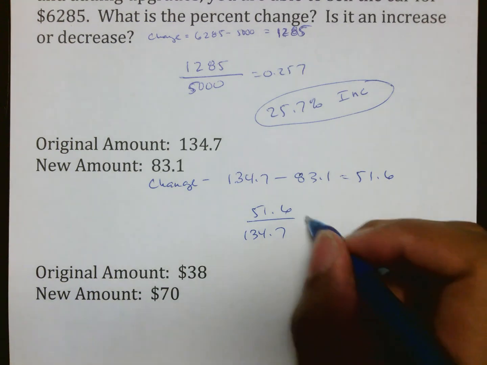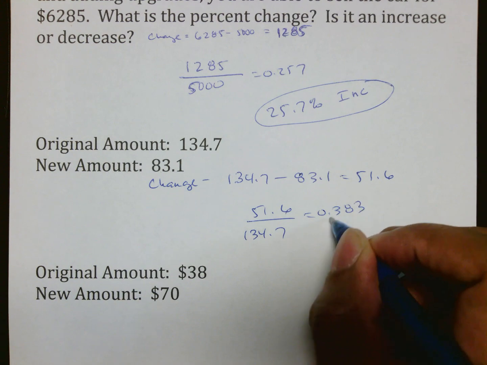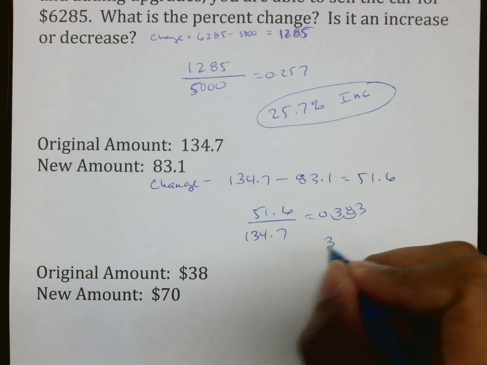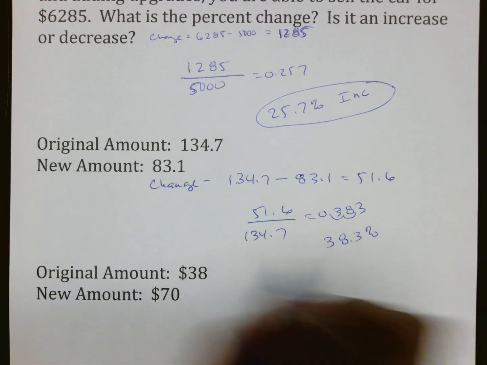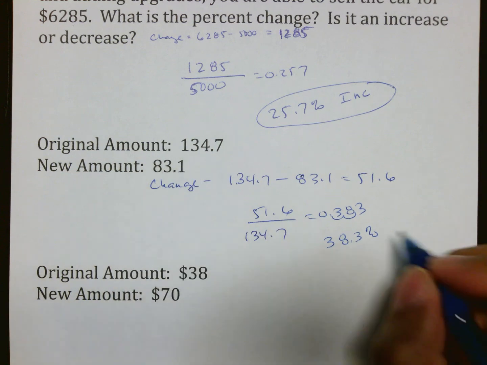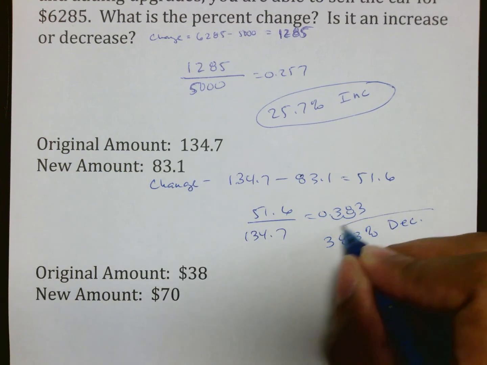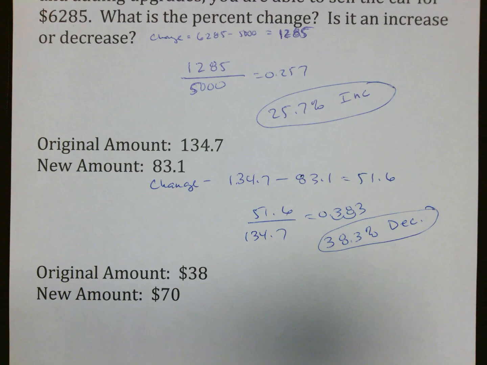0.383. Which again, if you shift that twice, is 38.3%. It started out here and dropped down to 83. That is a decrease. So a 38.3% decrease is what we're looking at right there.